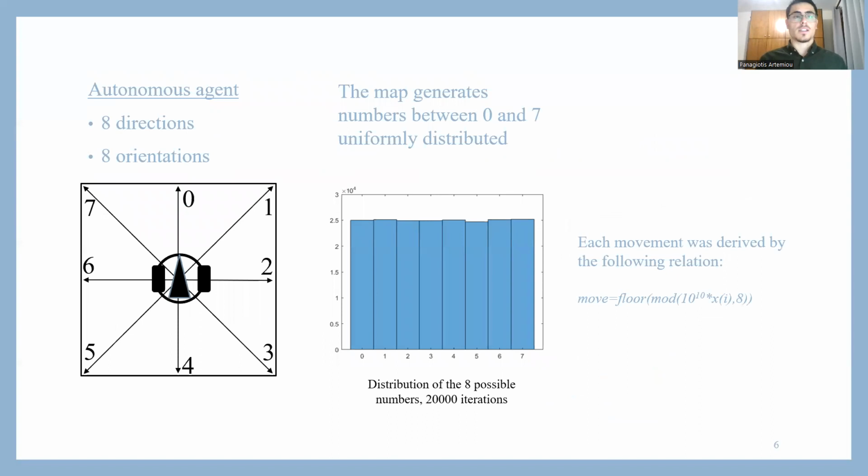Now, the robot has 8 possible directions and 8 possible orientations. The map generates numbers between 0 and 7, which are generated by the relation shown on the right-hand side of the slide. And as you can see, for 20,000 iterations in this histogram, these numbers are generated uniformly. If bias is desired in some application, this relation can be accordingly modified.